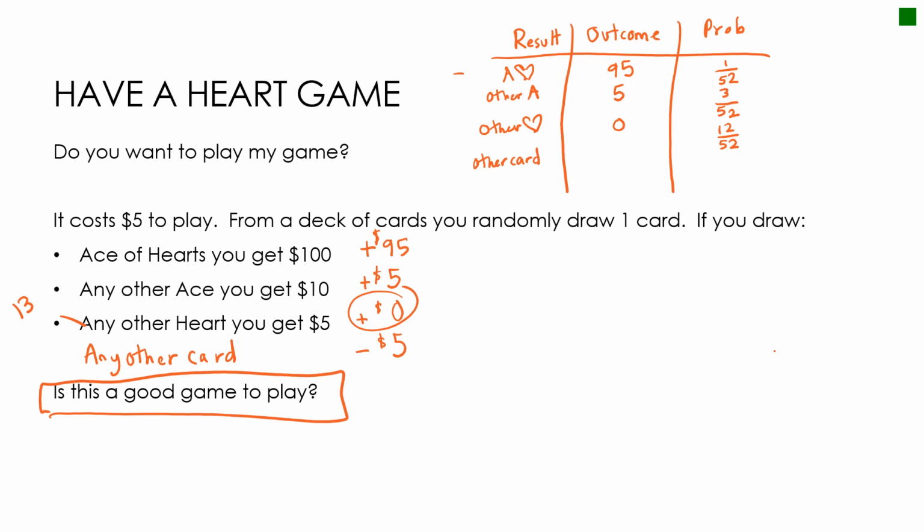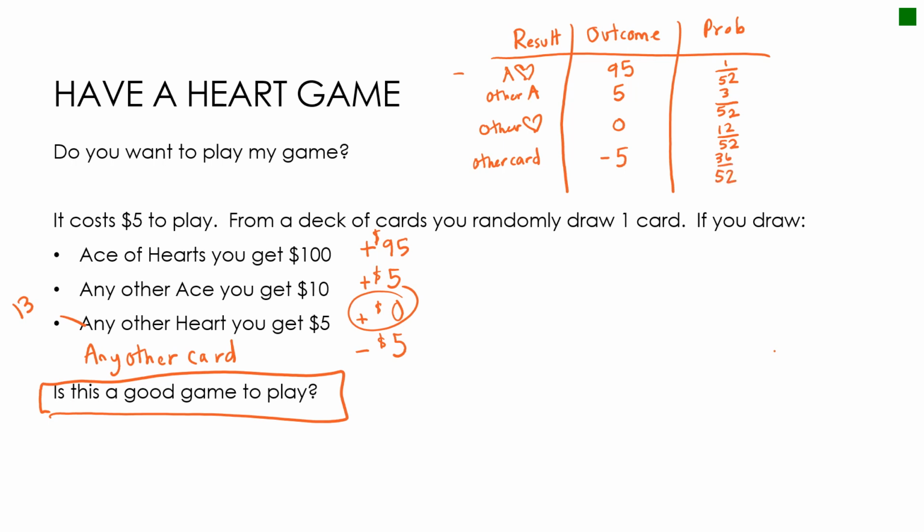And then any other card, so I'm going to put other card, the outcome is that I've lost $5. And how many cards do I lose with? Well, if I have 12, 13, 14, 15, 16 out of 52 that I won with, then I'm just going to take 52 minus 16 and say that I lose with 36 cards out of 52.